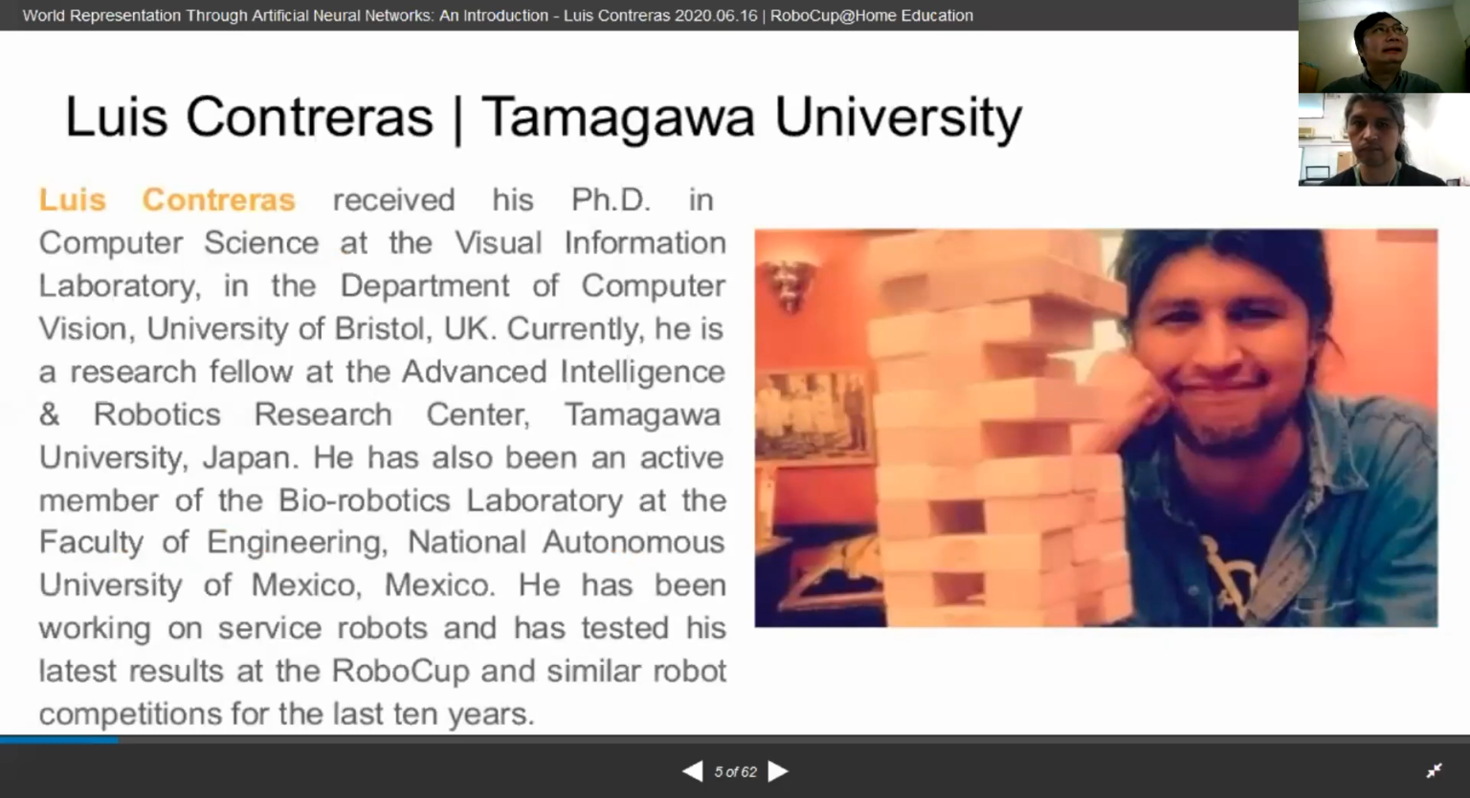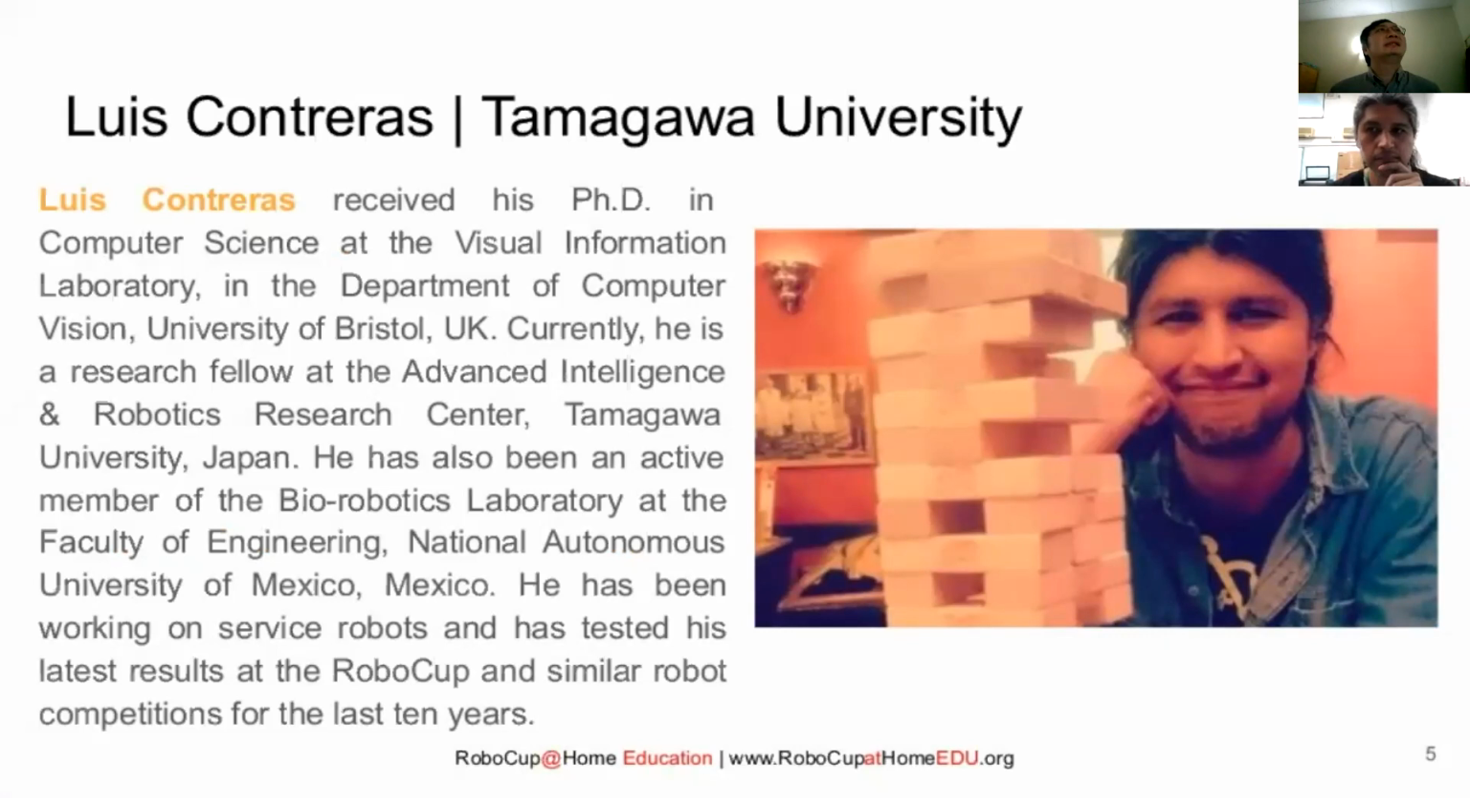So Luis received his PhD in computer science at the Visual Information Laboratory in the Department of Computer Vision, University of Bristol, UK. Currently he is a research fellow at the Advanced Intelligence and Robotics Research Center, Tamagawa University, Japan. He has been an active member of the Biorobotics Lab at the Faculty of Engineering, National Autonomous University of Mexico. He has been working on service robots and has tested his latest results at RoboCup and similar robot competitions for the last 10 years.